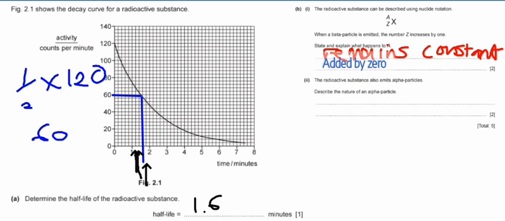Roman numeral number 2. The radioactive substance also emits alpha particles. So alpha particle is positively charged in nature. Beta particle is negatively charged in nature because it has a nature of an electron.